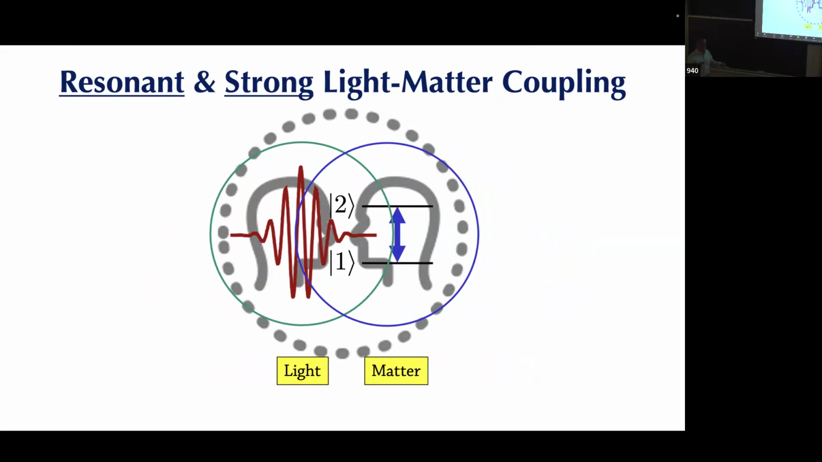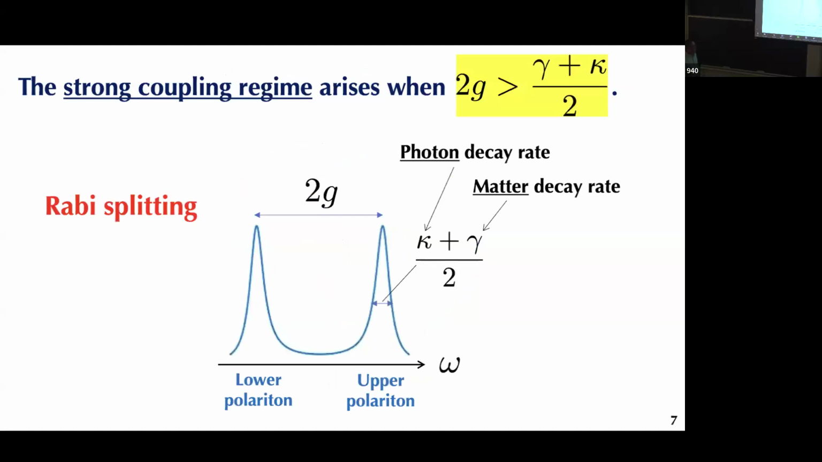I'll be mostly talking about the so-called strong coupling regime, where the original identities of light and matter are lost. Okay, so we have so-called polaritons, light-matter hybrids. The light-matter coupling rate is higher than any other rates in the system, so the dynamics of the system are completely governed by light-matter interaction. In terms of parameters, this strong coupling regime is defined by this inequality. On the left-hand side, we have 2g, where g is the light-matter coupling rate. Gamma and kappa are decay rates. We have two decay rates, the photon decay rate and the matter decay rate.